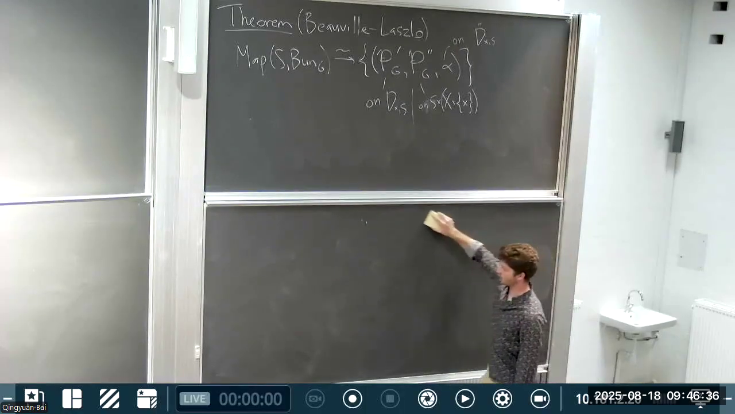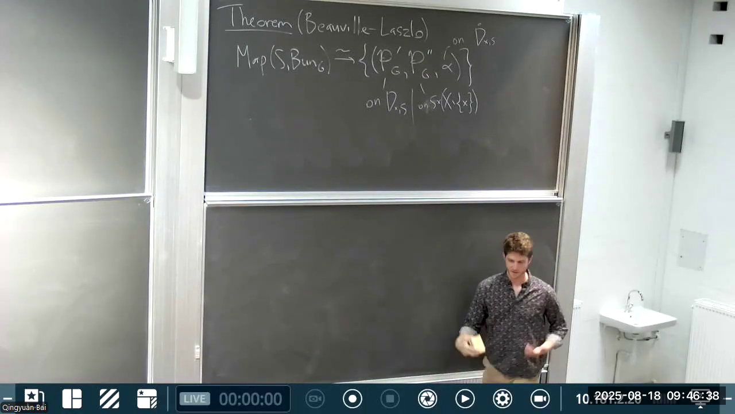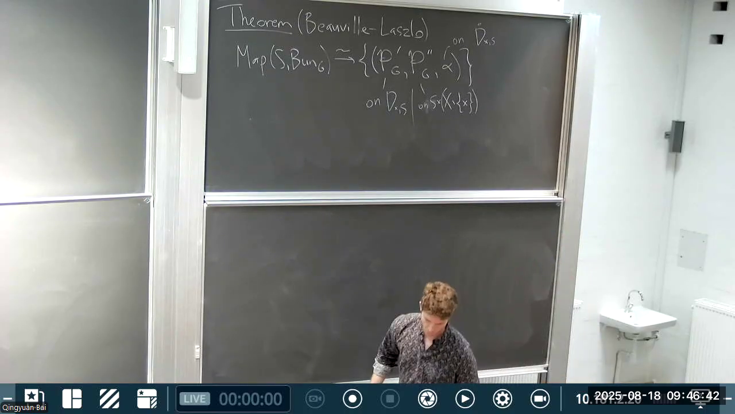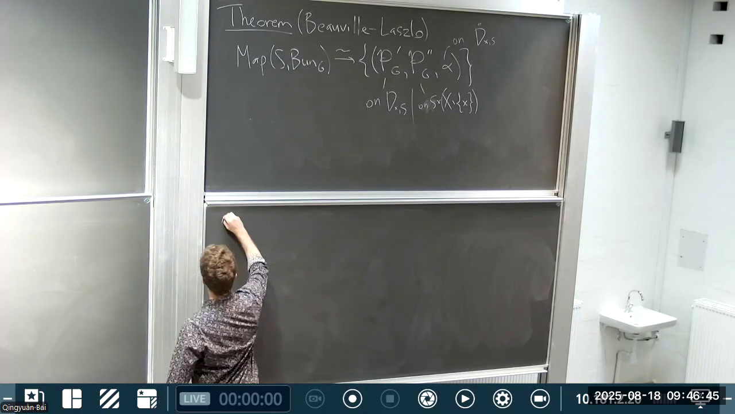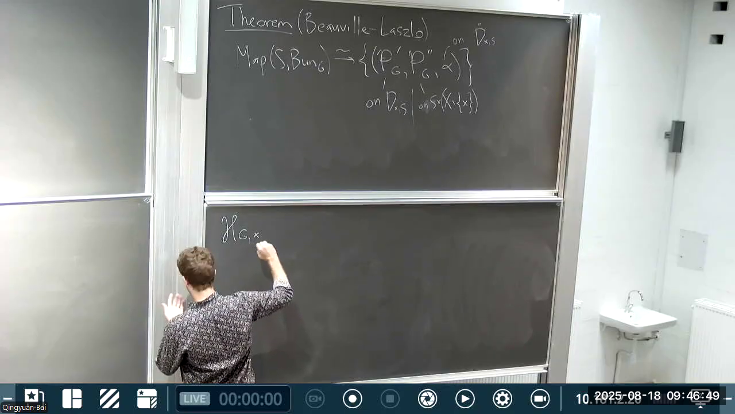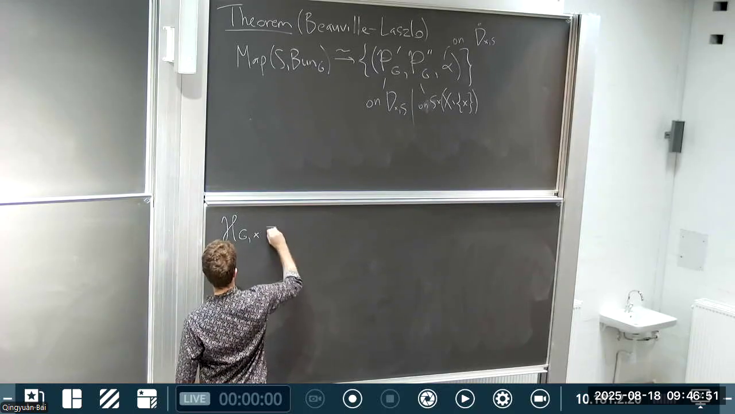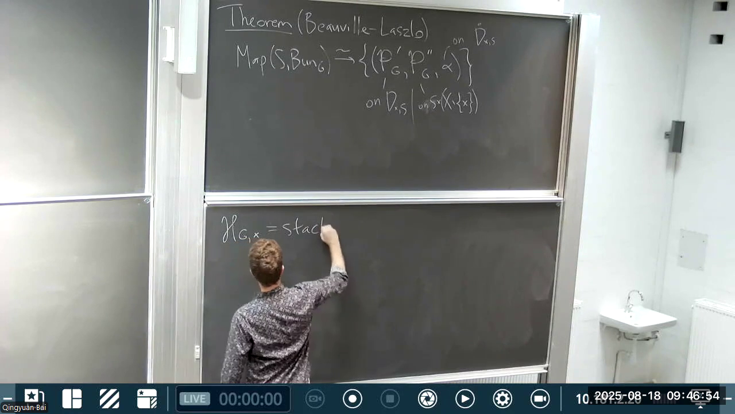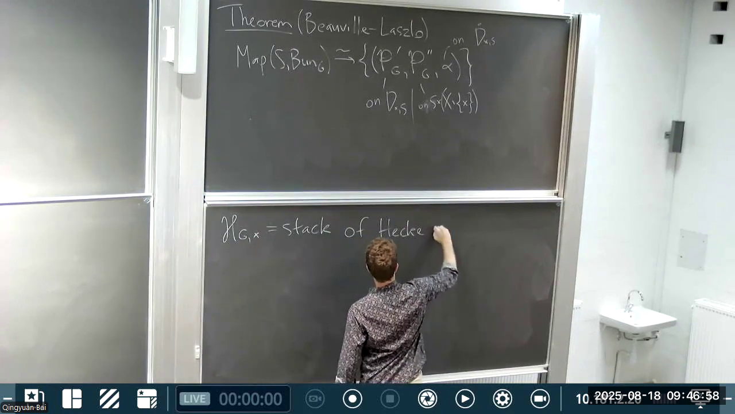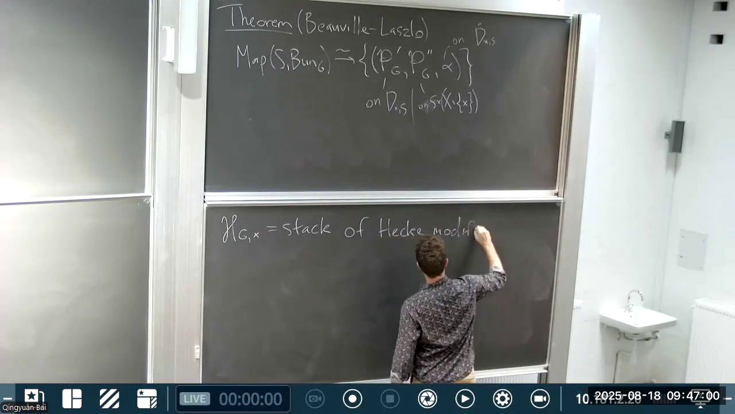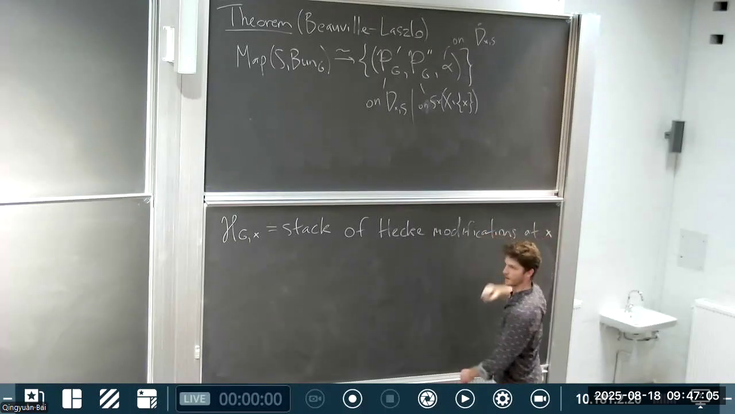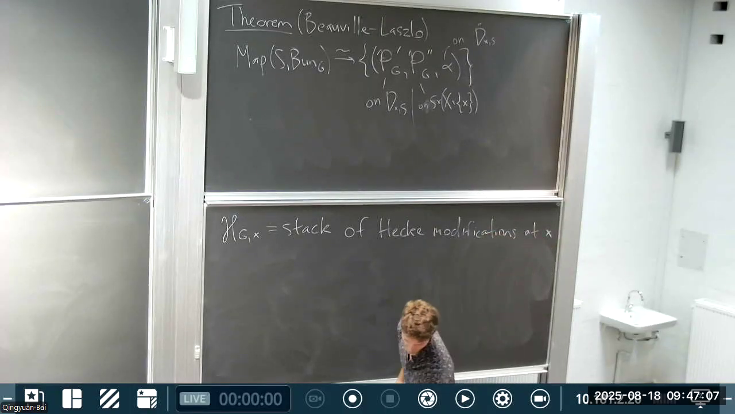Again, for the arithmetically inclined, this is all kind of imitating the theory of Hecke operators in modular forms somehow. So my notation will be script H_{G,x}. This is going to be the stack of Hecke modifications. I'll write the name and then I'll define it. And here's the definition.